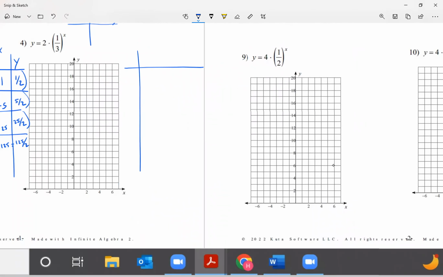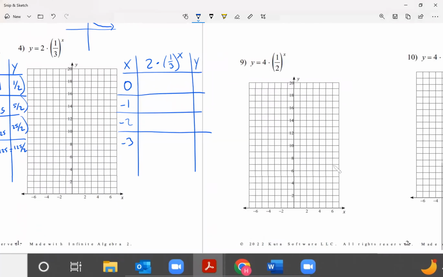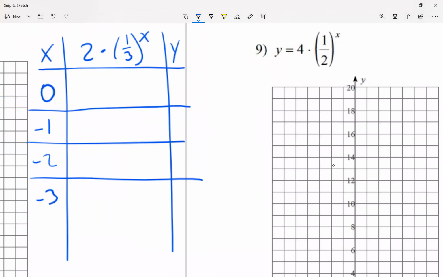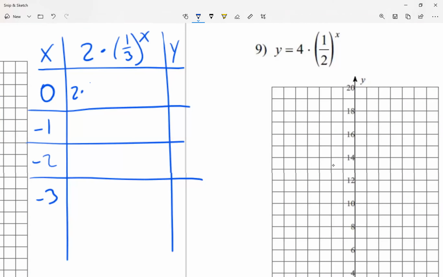I'm going to create a table. There's an x value. On the far right, there's my y value. And in between, I have 2 times (1/3) to the x. Because the base, 1/3, is a fraction, I'm going to choose negative values. So 0, -1, -2, -3. When x equals 0, I have 2 times (1/3) to the 0, basically 2 times 1. So (1/3) to the 0 is 1. So that's 2, right?